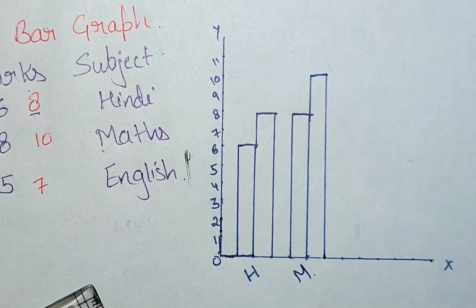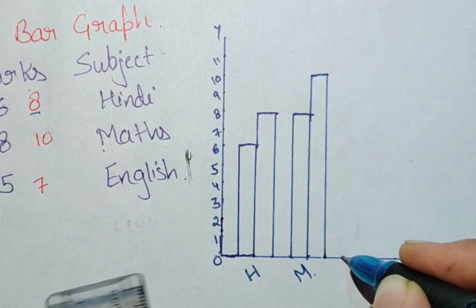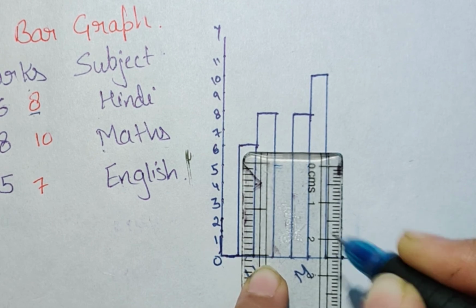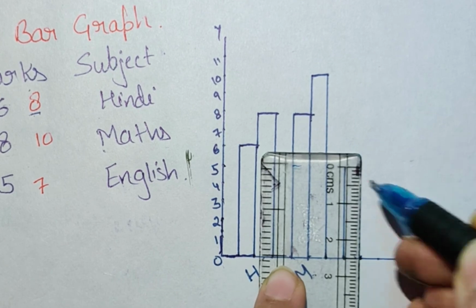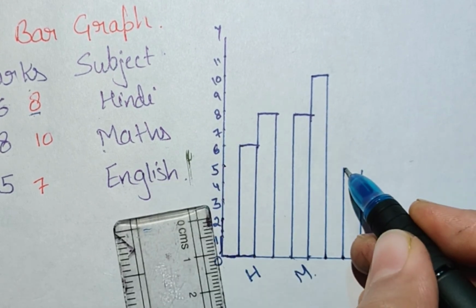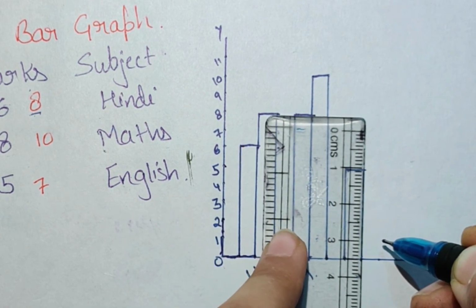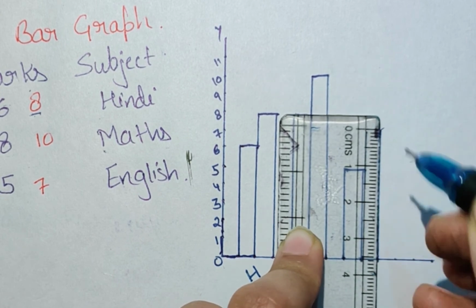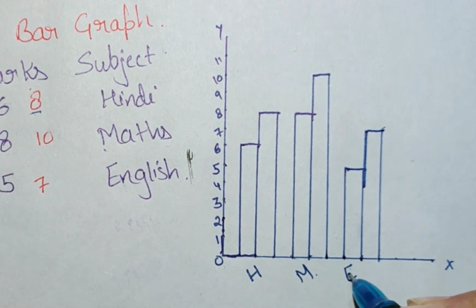Now let's represent the marks of English. In first term English marks are 5. Here, this point. Next, 7. Okay, so here we represented the marks of different subjects in different terms of a student.